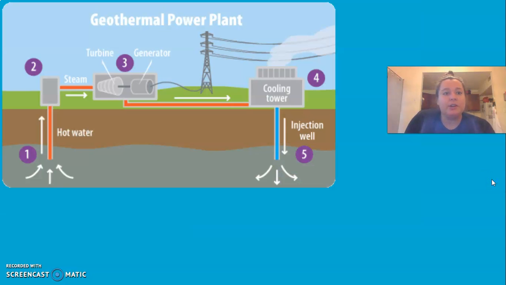All right, here's the geothermal. So the hot water is used from the core, and that makes steam, which turns the turbine, which eventually makes electricity through the generators. All right, so this lesson was on the energy sources and just some of the renewable and the non-renewable energy sources.